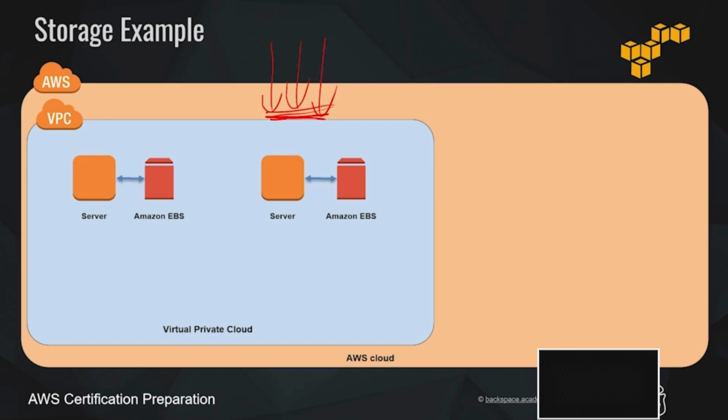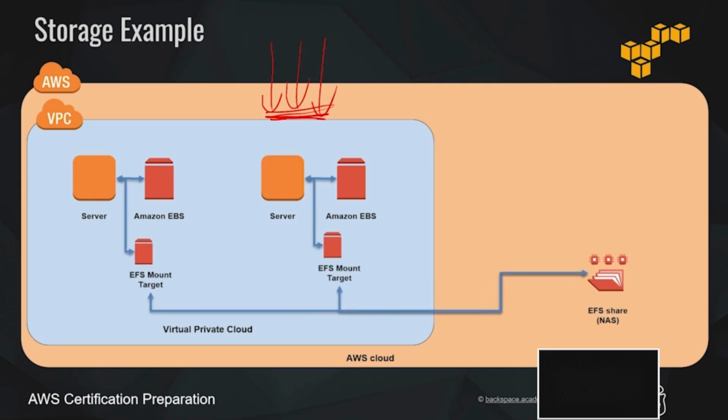In the same way that we can do that with our network at home, we can do the same thing with AWS. So Elastic File System is network attached storage. And with a mount target, it can enable multiple servers to access the one data source.